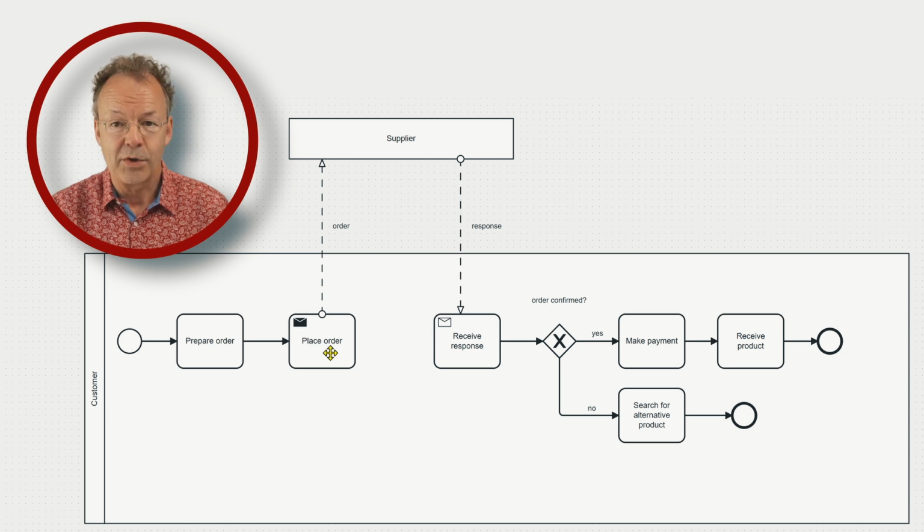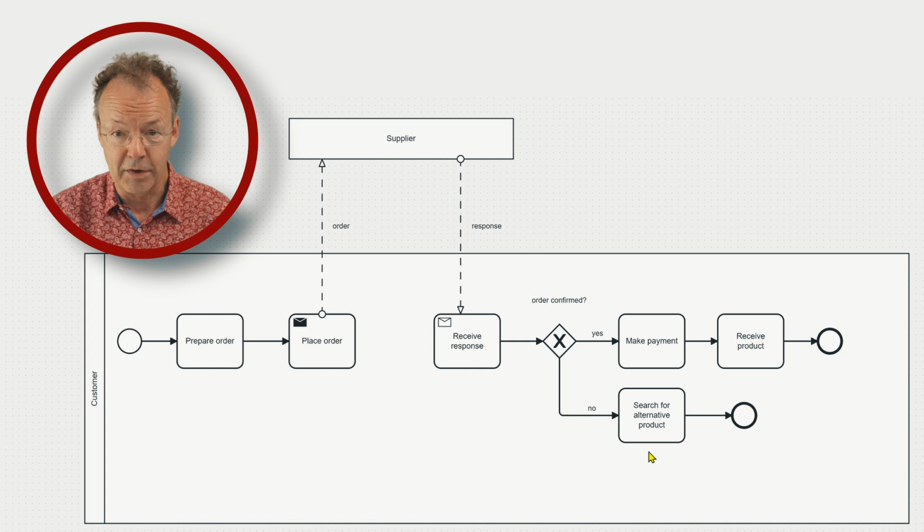And the order is sent to the supplier, and then the supplier replies with a response. And then we have a message receive task, and we receive the response. And then we can continue order confirmed, yes or no. And in the case of yes, make payment, receive product. Everything's fine. Otherwise, we search for an alternative product. So where's the mistake here?